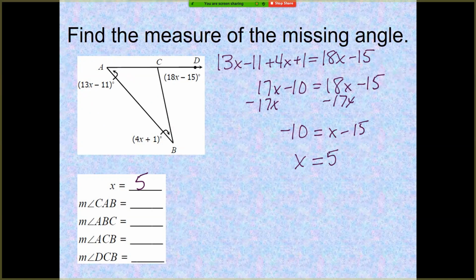So when I find angle CAB, if I follow from A to B, it's talking about this angle right here. So it's talking specifically about angle A. So I'm going to take 13 times 5 minus 11 to get that angle of 54 degrees. If I find angle ABC, that's this angle here, I'm going to take 4 times 5 plus 1. 4 times 5 is 20 plus 1, 21.